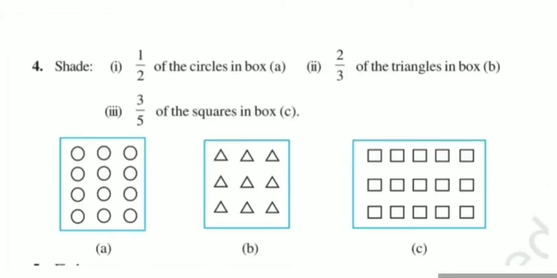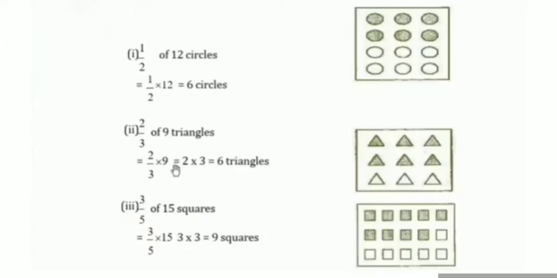Shade 1 upon 2 of the circles in the box. So 1 upon 2 of means into. And the circles in the box means total how many circles? Count, this is 12. Means 1 upon 2 into 12, which is 12 upon 2, total 6 circles. We have to shade total 6 circles.